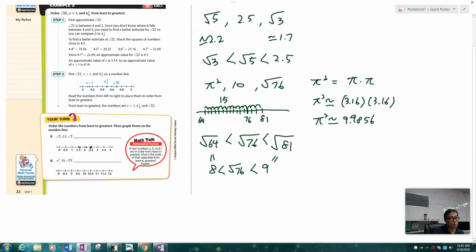So 1, 2, 3, 4, that one is 76, then 77, 78, 79, 80, 81. So it's close to 81. How far is it? 5 units away from it. So let's redo this one really quick.